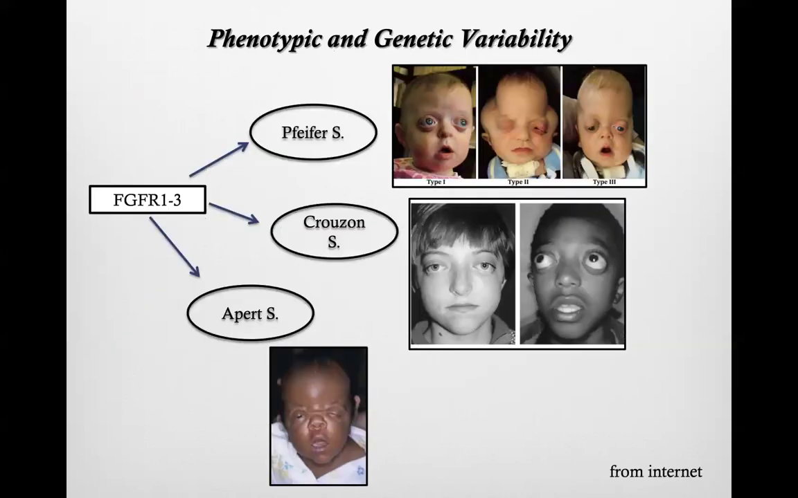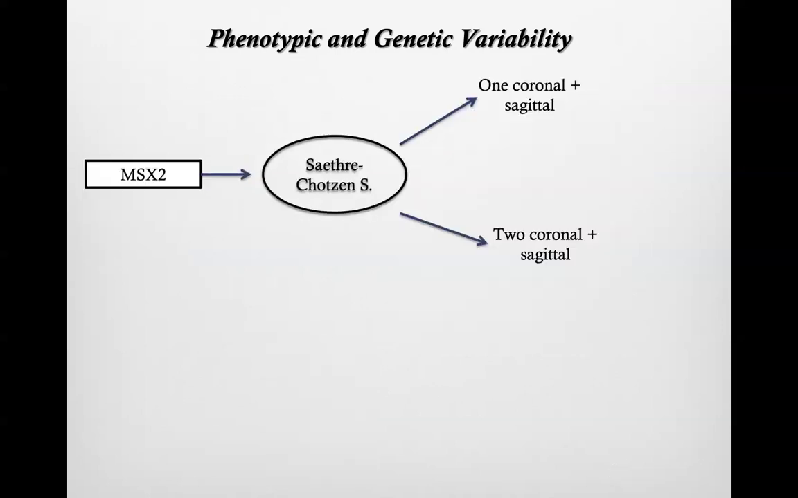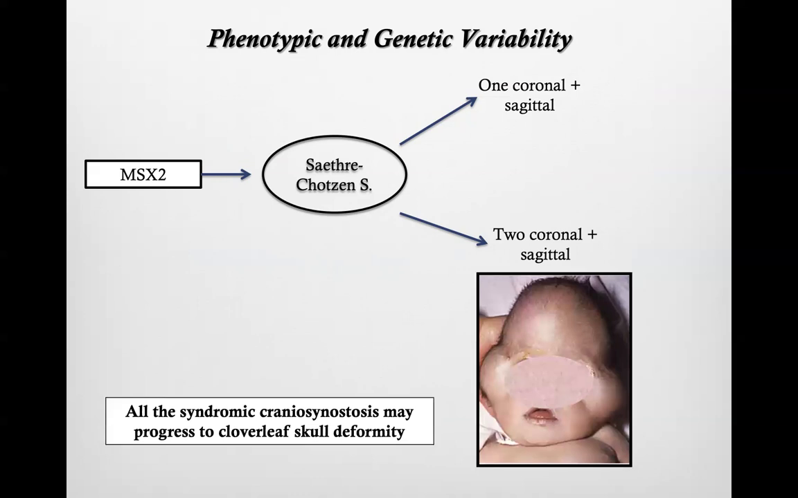Another thing that is fascinating is the phenotypic and genetic variability and overlap. So if you have one gene abnormal, you can have several syndromes: Crouzon, Apert, Pfeiffer, and so on. And sometimes the same gene gives you the same specific syndrome, like in this case, which can have different phenotypical appearances as far as the craniosynostosis is concerned. Also, if you have a syndromic craniosynostosis, and we don't see this much in the Western world anymore, we can have an evolution into a total craniosynostosis with this cloverleaf skull deformity, which is very dangerous to the child.